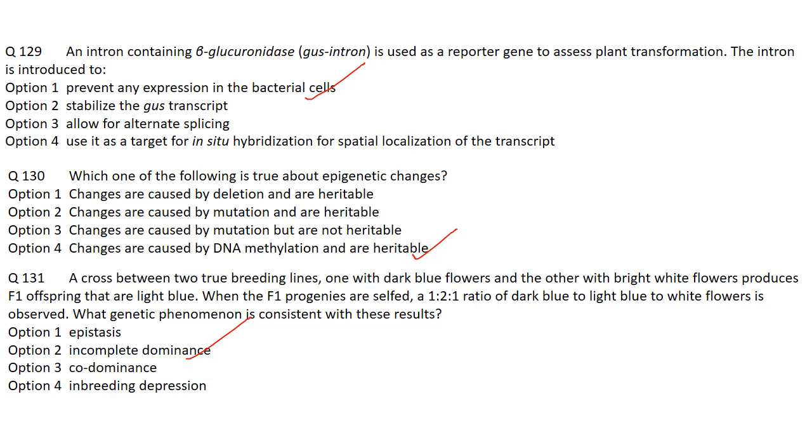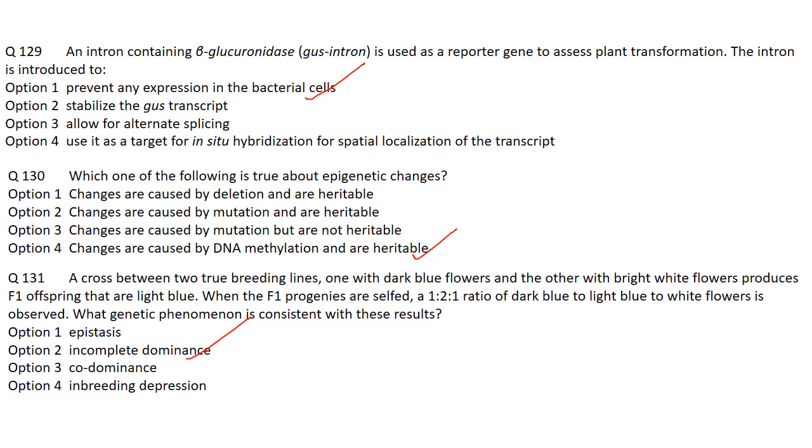A cross between two breeding lines, one with dark blue flowers and the other with bright white flowers, produces F1 offspring that are light blue. When the F1 progenies are selfed, a 1:2:1 ratio of dark blue to light blue to white flowers is observed. This is nothing but incomplete dominance. The ratio is 1:2:1 for dark blue, light blue and white flowers. It is incomplete dominance.